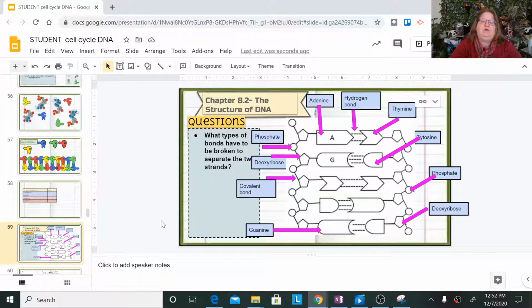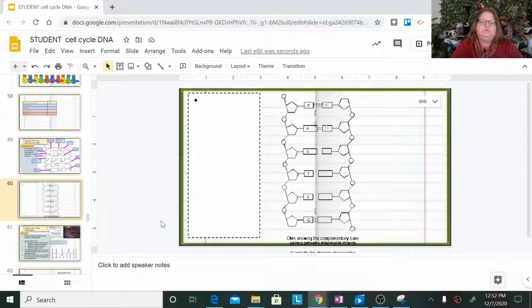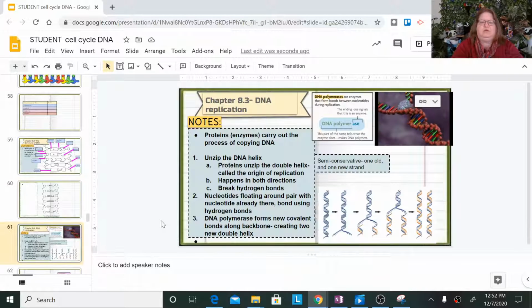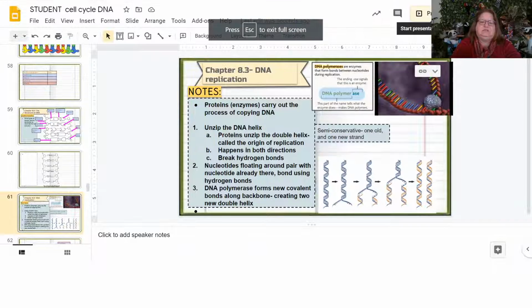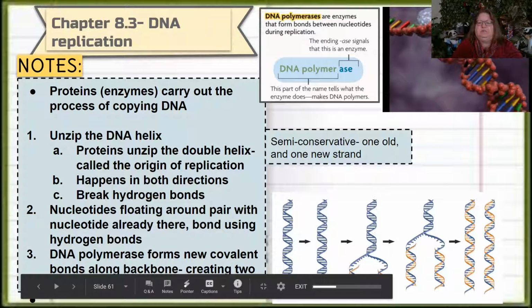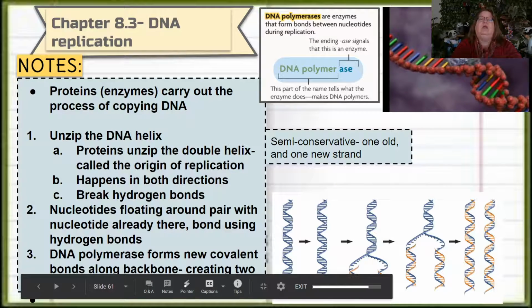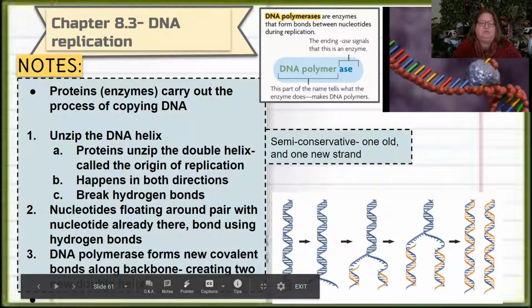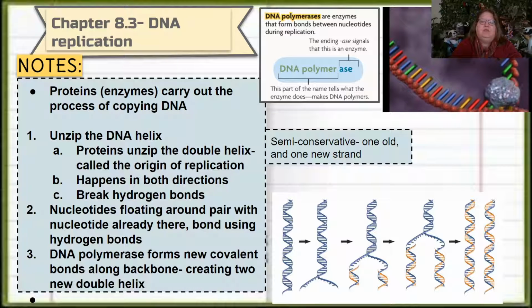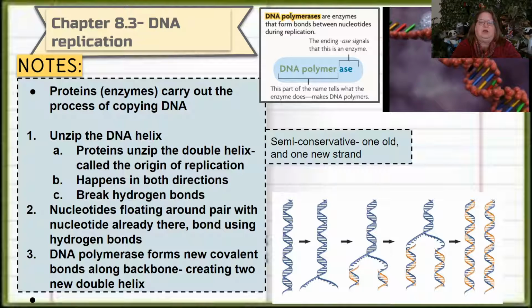Let's talk about how we can then replicate our DNA. Here's another practice one if you'd like. You guys can go over that in class if you'd like. So for DNA replication, let me go ahead and present this so you guys can see a bigger view of it. So with DNA replication, one thing we need to realize is that there are proteins, and there are a lot of proteins, and we're just going to go over a couple. There are proteins, mainly enzymes, that carry out the process of copying DNA.